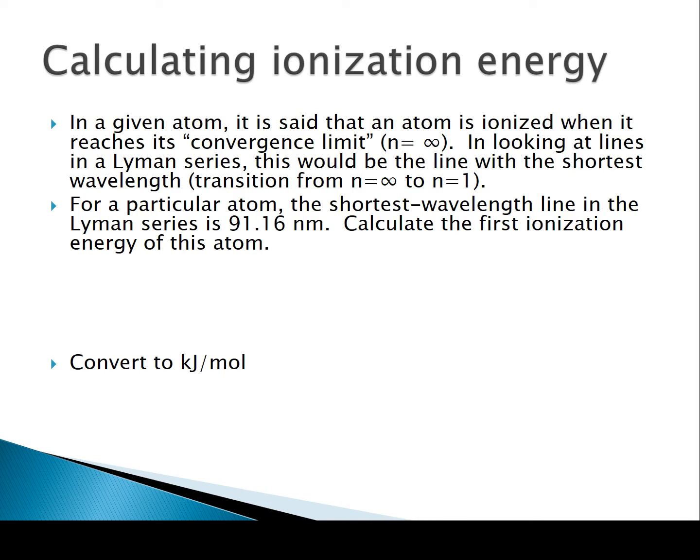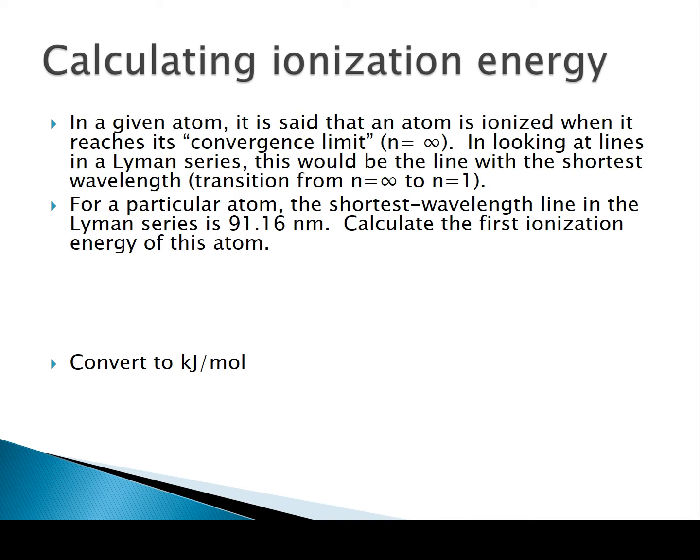It says in a given atom, it is said that an atom is ionized when it reaches its convergence limit, or n equals infinity. In looking at lines in a Lyman series, this would be the line with the shortest wavelength. In other words, the highest possible energy, which is n equals infinity to n equals 1. So here's the question. It says for a particular atom, the shortest wavelength line in the Lyman series is 91.16 nanometers. Calculate the first ionization energy of this atom.